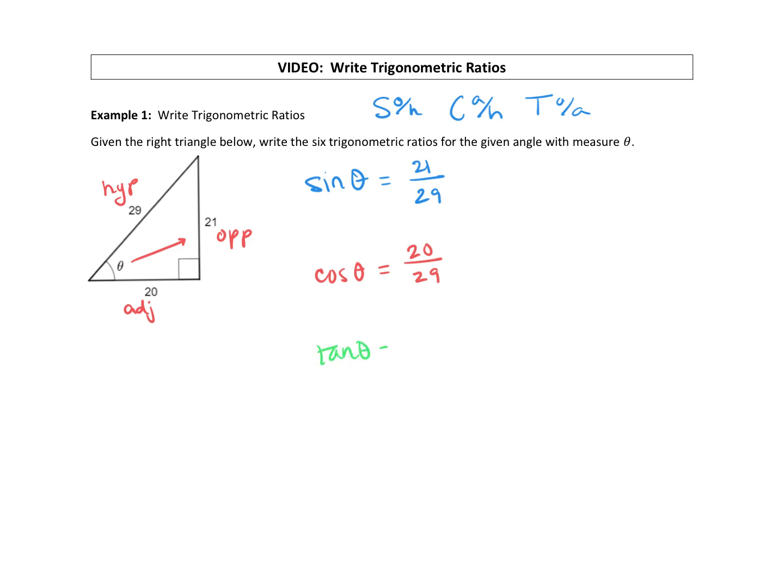Tangent of theta is equal to the opposite side divided by the adjacent. So we look at our triangle. The opposite side is 21. The adjacent side is 20.